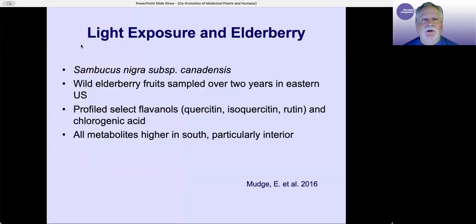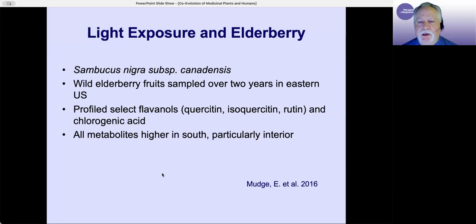You also have things in the above ground elements of light exposure. And here we take elderberry, Sambucus nigra, as a medicinal. Wild elderberry fruits were sampled for 2 years in the Eastern US. They profiled the flavonols and the chlorogenic acid. And what they found is that all those metabolites were higher in southern exposures where there was longer and more intense light exposure, but particularly toward the interior. And they're not particularly sure why that might be the case.